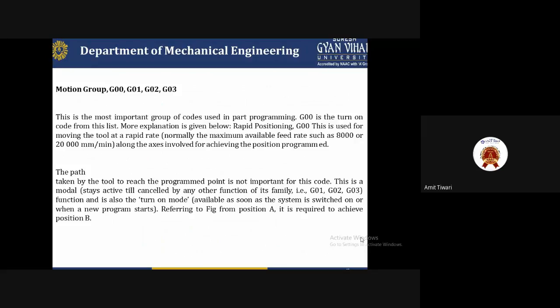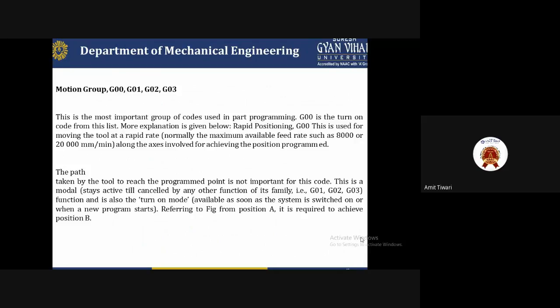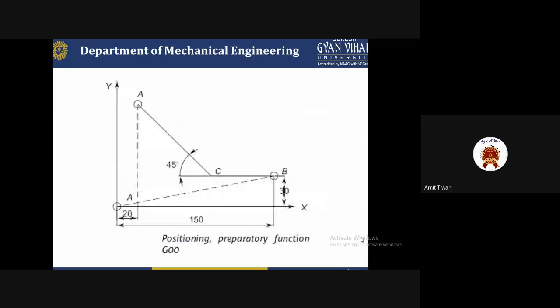This is the most common and important group of codes that is generally used: G00 for positioning, or G01, G02 or G03 used for interpolation. Having the interpolation, you have to just put a mark from the section like this. For positioning we have to use G00. So this is the positioning. Position is to be used by using this type of code.